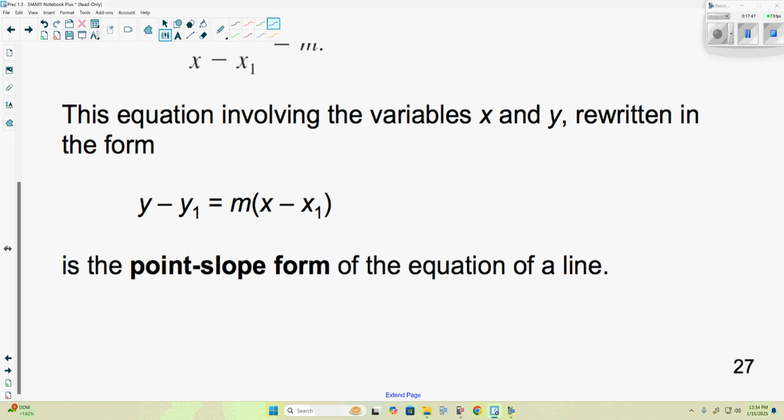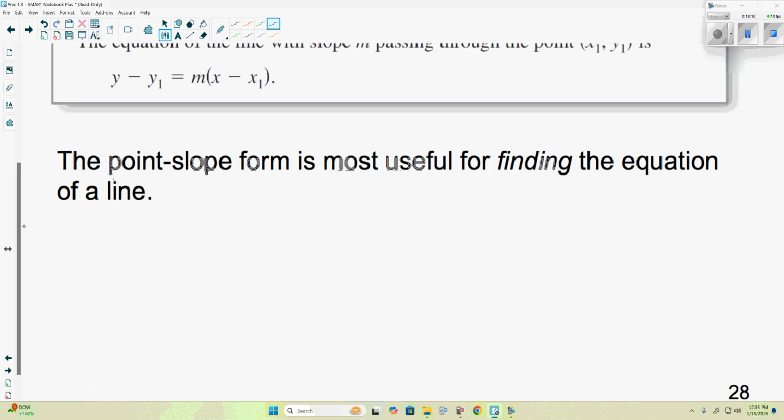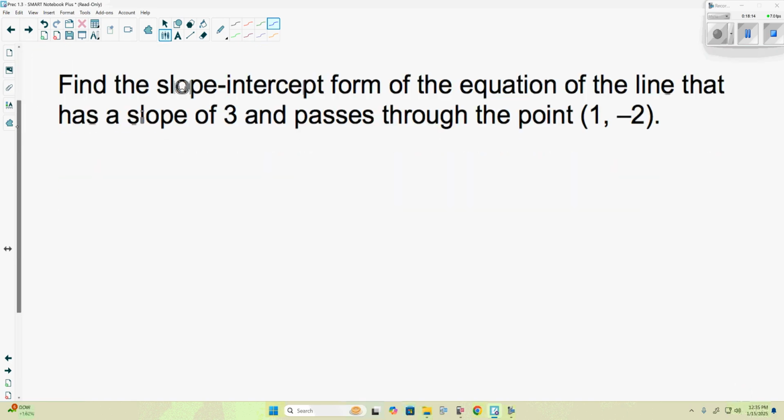You know why we call this one point-slope? Because the main thing that makes up this equation is what? A point and the slope, so they called it point-slope. They're literally naming these equations with exactly what makes them: a point and a slope. It is the most useful for finding the equation of a line, because with point-slope form, as long as I have the point and the slope, we can find it.